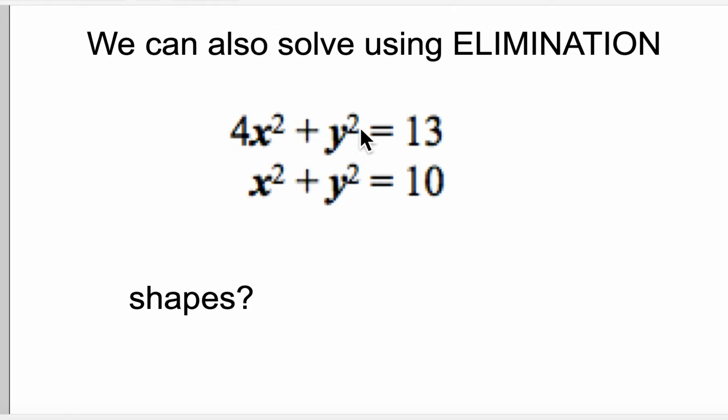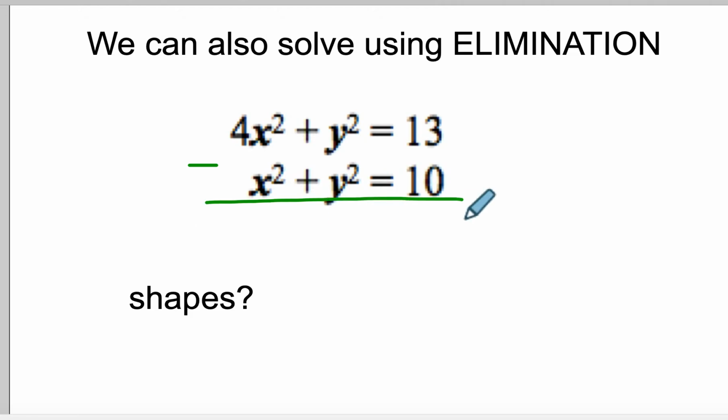So I see that on both of these, I have y squared, and I don't have to rearrange these. I have my constants to the right. I have my y squareds lined up, my x squareds lined up. So I'm just going to subtract these two equations. And when I subtract these two equations, I will simply eliminate the variable y.